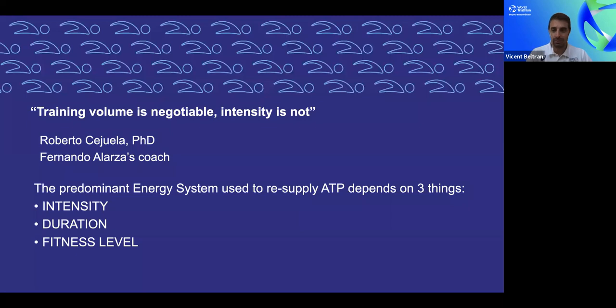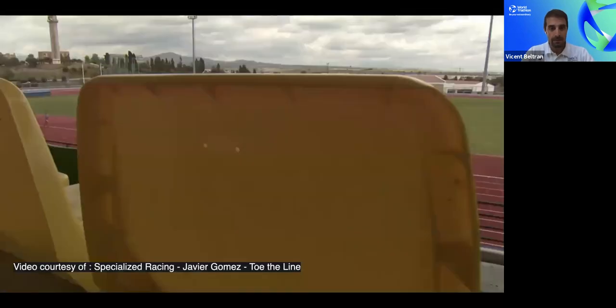That's why the process of training has to be testing, then analyzing the data, taking decisions, prescribing training, and controlling that this training has been completed the way you want it. Do the test again, reevaluate everything, and enter this decision-making process again. It's a non-stop cycle.